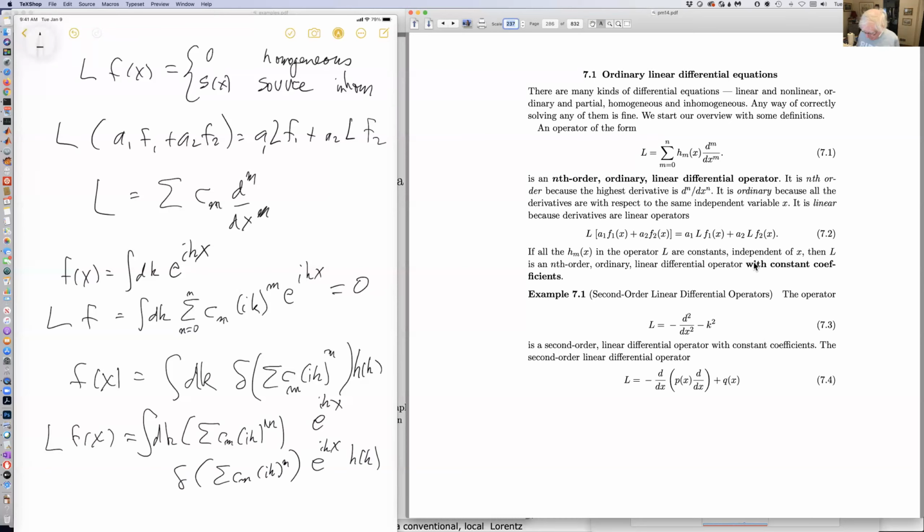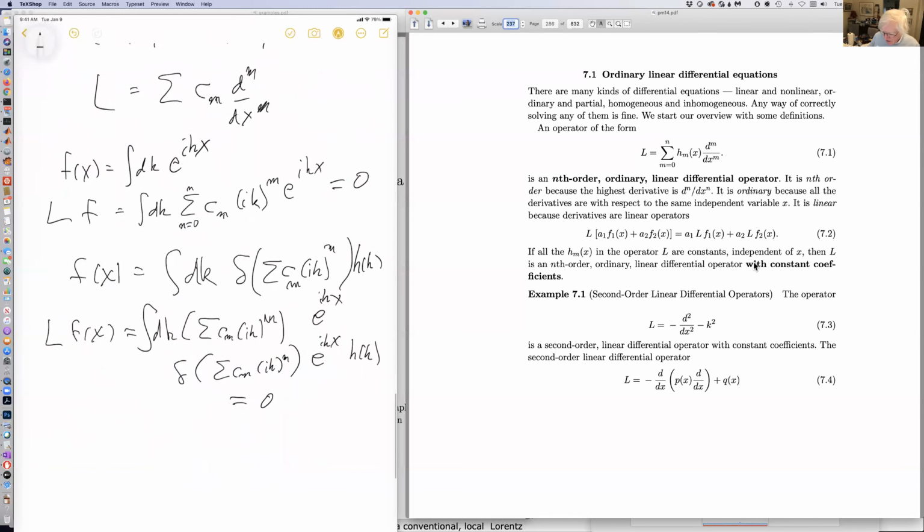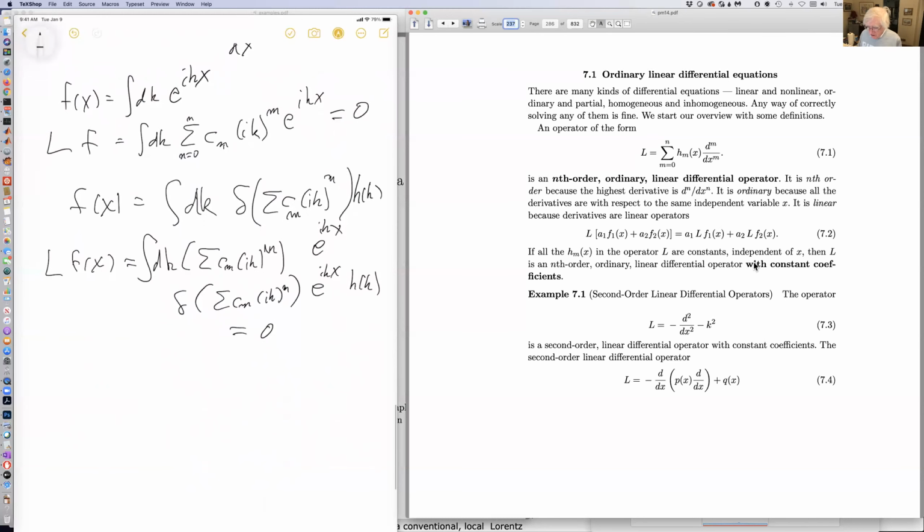And so this is going to be 0, because no matter what h is, this function is 0 whenever the argument of the delta function is 0. And so this thing just gives us zero. And so this is a solution of the homogeneous equation. So it's what I said to you earlier in the earlier chapter.